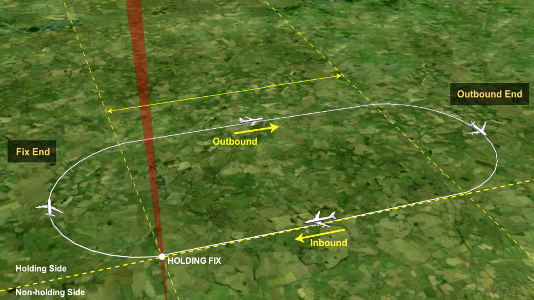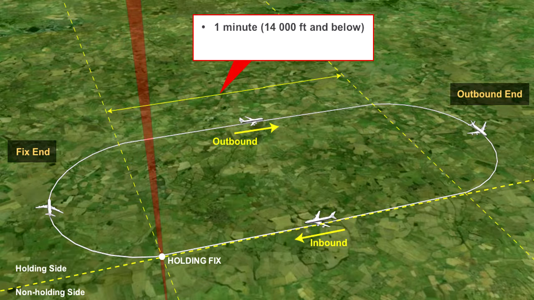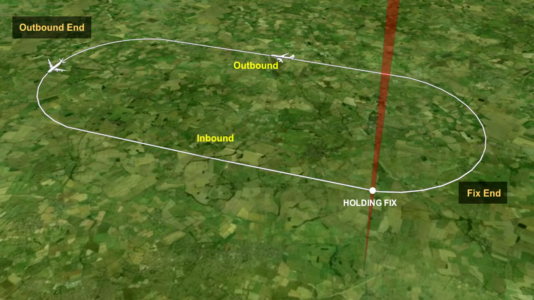The still air time for flying the outbound entry heading should not exceed 1 minute if at or below 14,000 feet, or 1.5 minutes if above 14,000 feet. Where DME is available, the length of the outbound leg may be specified in terms of distance instead of time. Having entered the holding pattern on the second and subsequent arrivals over the fix, the aeroplane is turned to fly the outbound track, which will most appropriately position the aircraft onto the inbound track.